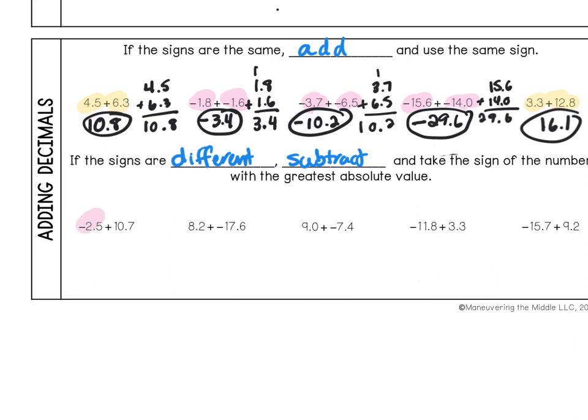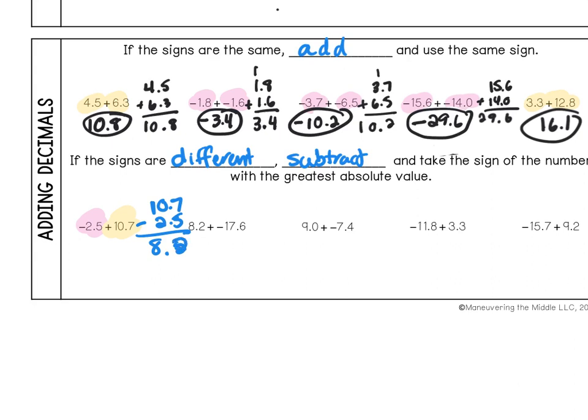So I'm going to take a moment and go ahead and highlight my numbers, realizing that they are indeed different signs. And now I have to use my decimal rules that say I need to line up my decimal points and place value. So 10 and 7/10 is the number with the highest absolute value. I have to subtract 2 and 5/10. And when I do this, I get 8 and 5/10.